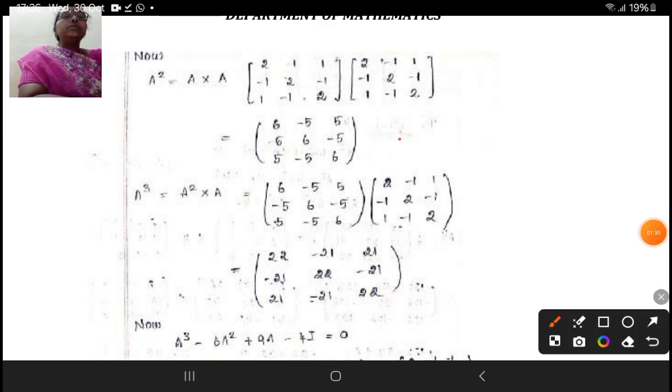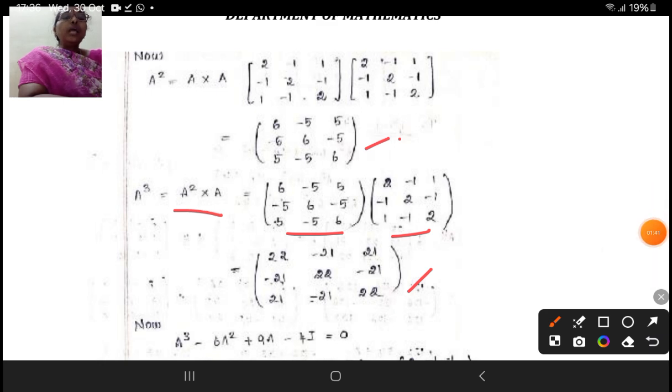So next, to verify this equation, we need the A square value and the A cube value. We can calculate these two. A square means multiply A into A, matrix into matrix, and we get the A squared value. A cube means A squared into A. Multiply these two matrices and you will get the answer for the A cube matrix.